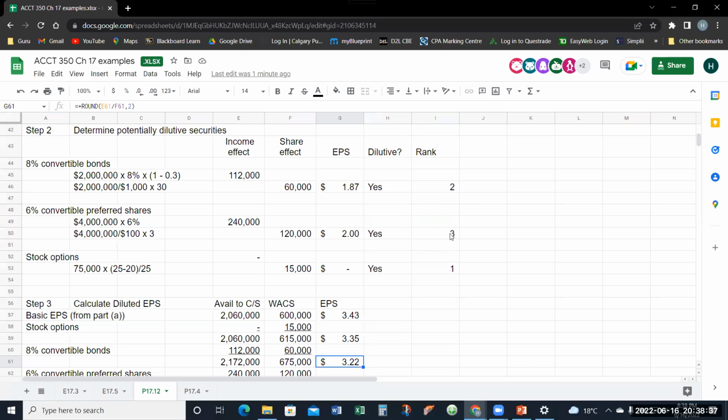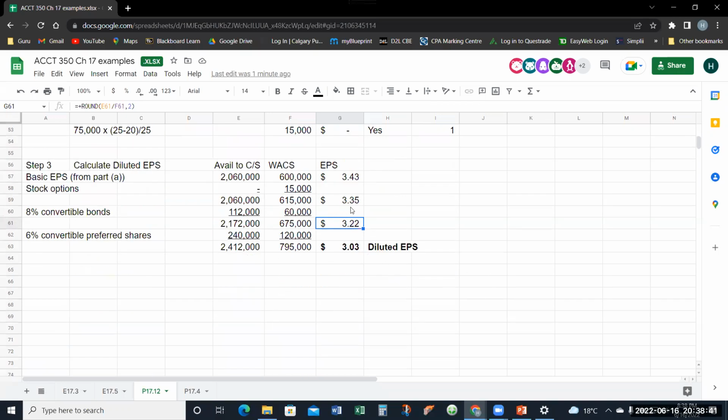So if we have made sure here that our ranking is fine, and then for whatever reason, now I introduce the 8% bonds and I'm looking at $3.36, well, 336 is more than 335. So diluted EPS, therefore, will be $3.35. You don't even need to move forward. The moment your EPS number stops decreasing, if it turns the tide, if it goes up, that's your diluted EPS.